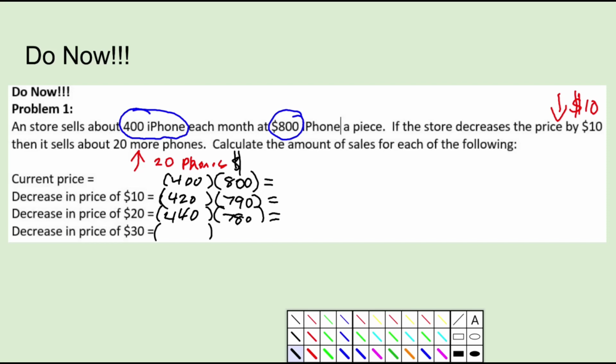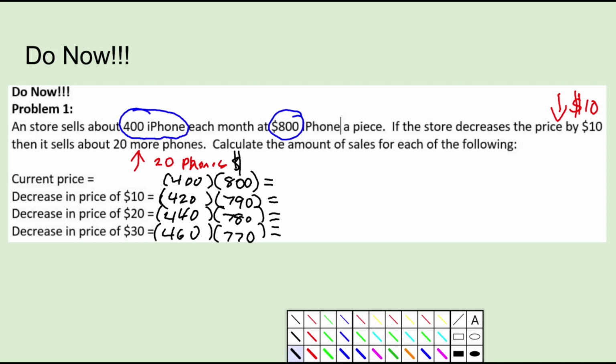So this is going to be the next one, decreased by $10, so it should be $770 a phone now, but then they're going to sell 20 more phones, which is 460.